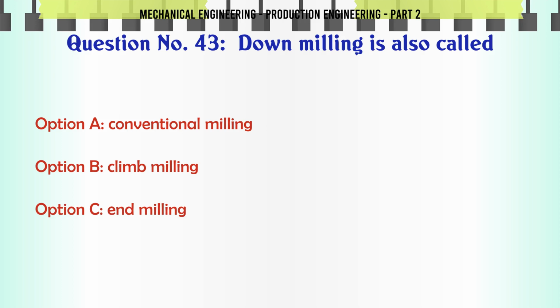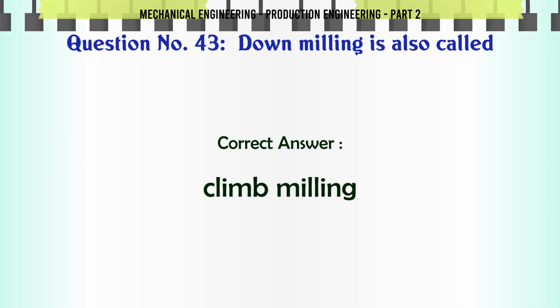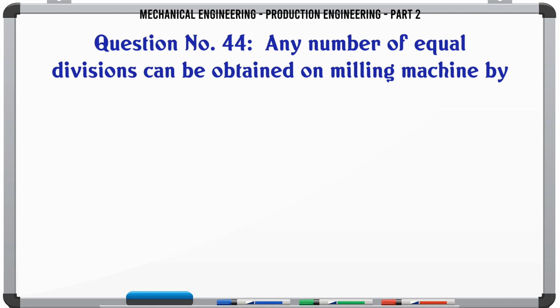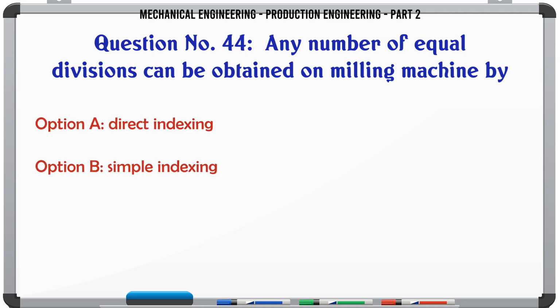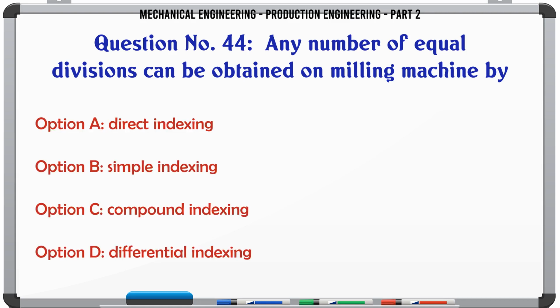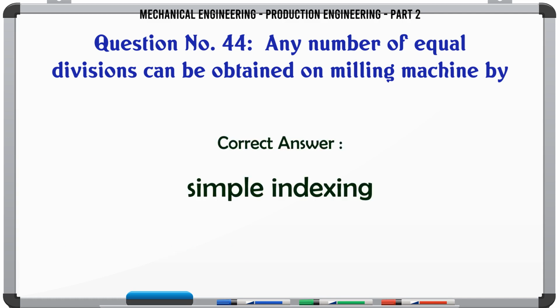Down milling is also called A. Conventional milling, B. Climb milling, C. End milling, D. Face milling. The correct answer is climb milling. Any number of equal divisions can be obtained on milling machine by A. Direct indexing, B. Simple indexing, C. Compound indexing, D. Differential indexing. The correct answer is simple indexing.